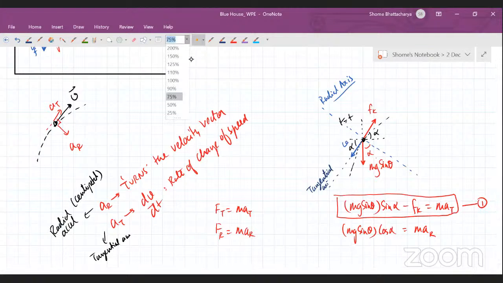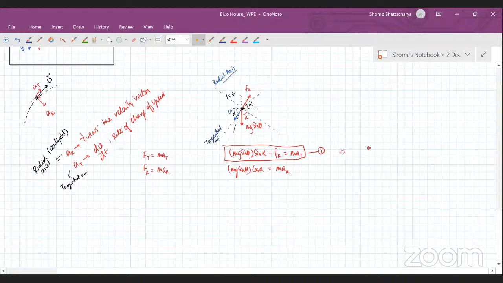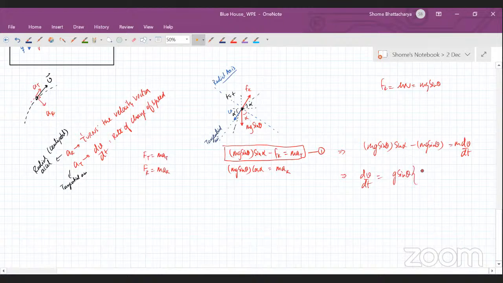Okay. So let's analyze what this equation is telling us. So this equation is telling us that mg sine theta into sine alpha minus, now remember, kinetic friction is equal to mg sine theta actually. So mg sine theta into (sine alpha minus 1) is equal to m into dv by dt, because tangential acceleration is rate of change of speed. So dv by dt is becoming g sine theta into this factor, sine alpha minus 1, where alpha is a variable quantity and that angle alpha is continuously changing.